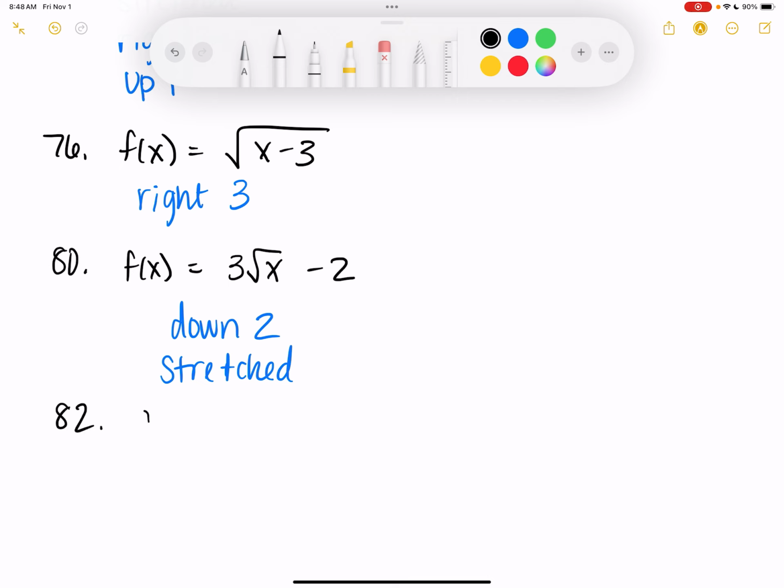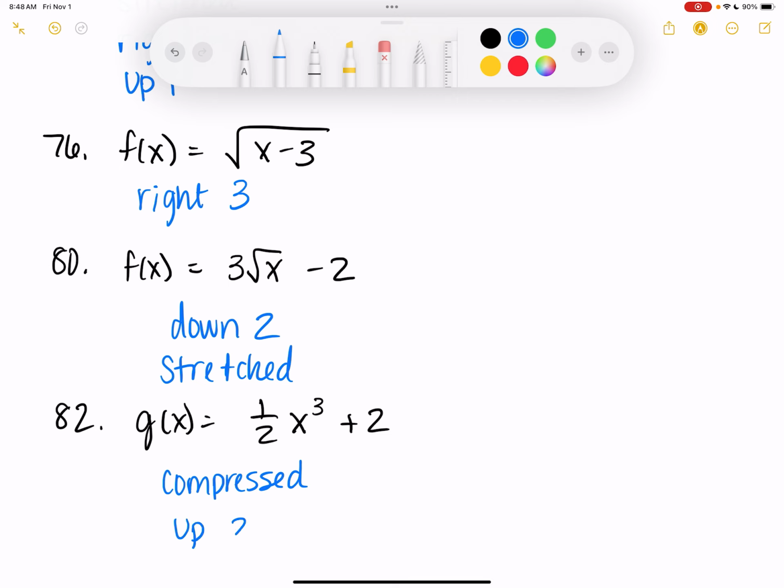82. G of x equals 1/2 x cubed, and then plus 2. So what do we have going on with this one? Compressed. It is compressed because there's a fraction there. Makes it less than 1. And what about this plus 2? Up 2. Now, if this fraction had been 5/2 instead, what would it have been? Stretch, because it's greater than 1. So make sure you pay attention to that.